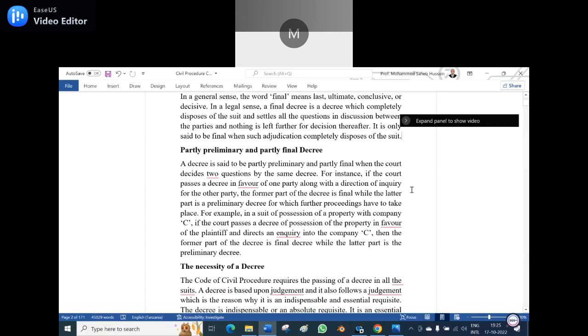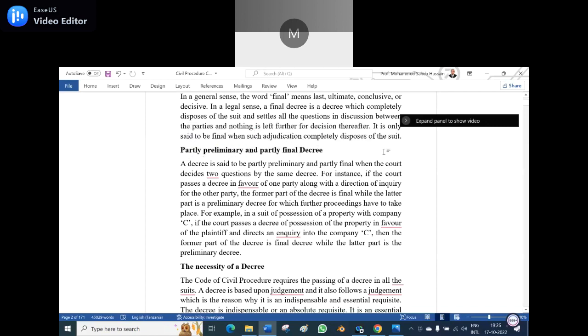But most of the people say the interpretation of the lower court has taken a different view, and hence we are aggrieved by the decision of the lower court, and an appeal can be made on the argument, on the points, whether the High Court will admit it or dismiss it. So partly preliminary and partly final means 50-50.